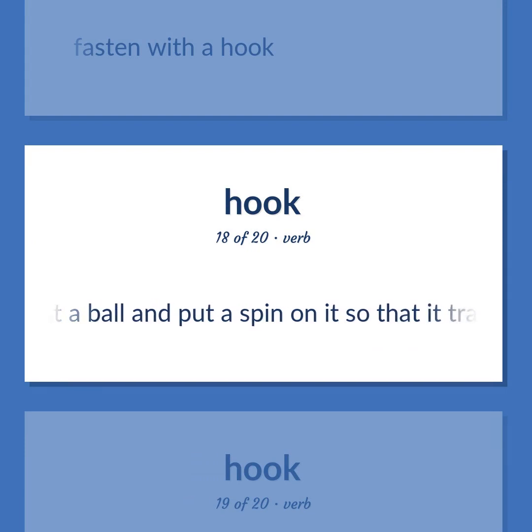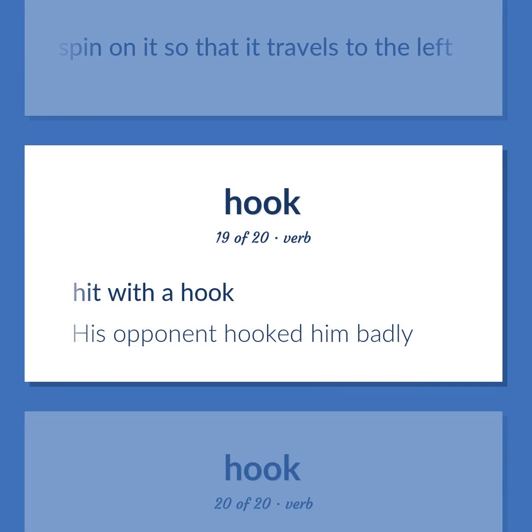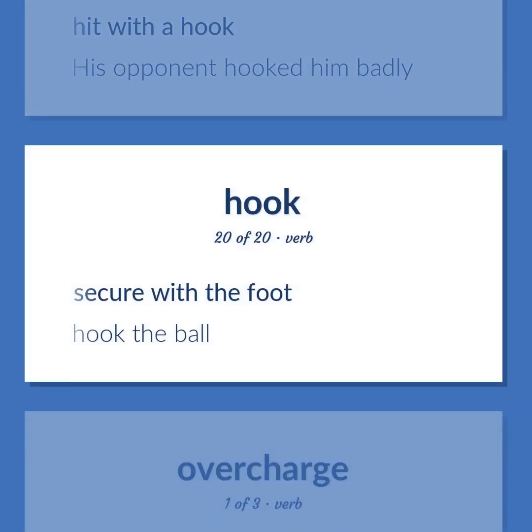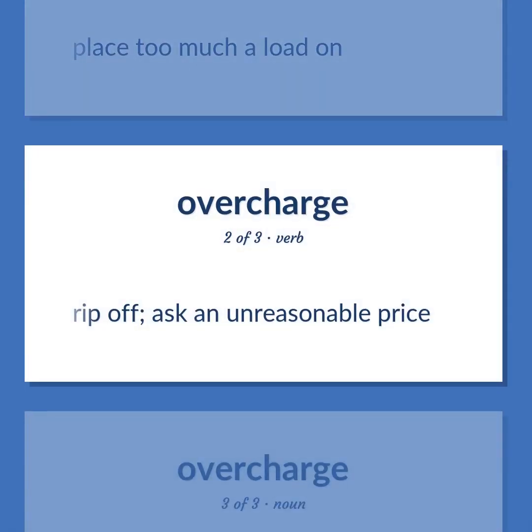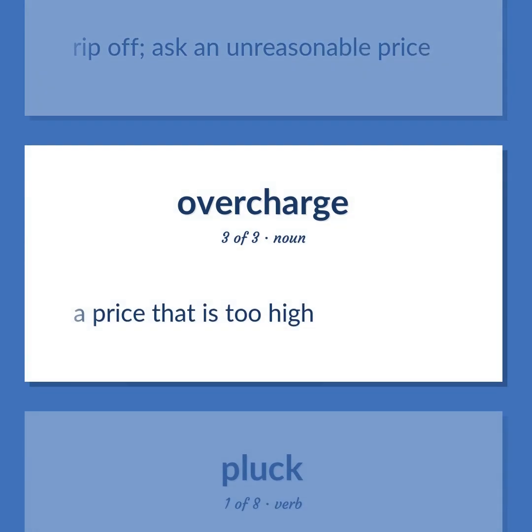Hit a ball and put a spin on it so that it travels to the left. Hit with a hook. His opponent hooked him badly. Secure with the foot. Hook the ball. Place too much a load on. Rip off. Ask an unreasonable price. A price that is too high.